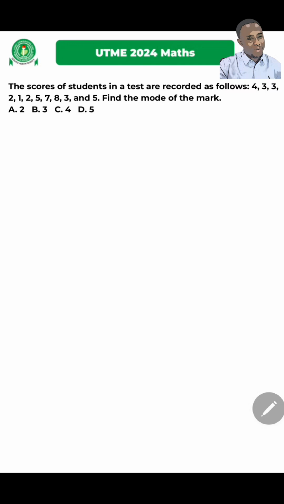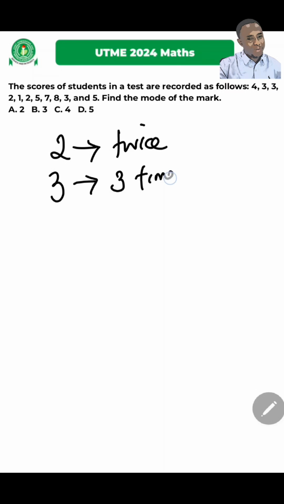By now, you should know that the mode of a given data is the most occurring item, the item that has the highest frequency. In this case, I can cite some numbers that are appearing more than once. I can see that 2 is appearing twice. But I can see that 3 is appearing 3 times. So clearly, our mode is 3, option B.